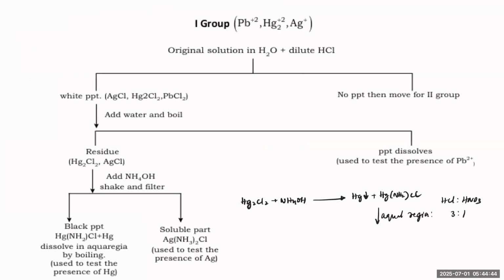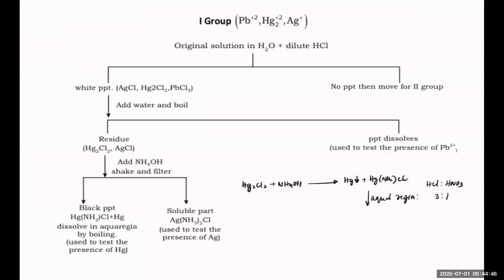Now notice this. In group 1, if we have these 3 ions, what we do is first take the original solution, that is the salt solution added with water, and then add dilute HCl to it. Usually, how do we make the original solution? We take the salt and add water. If it dissolves, very good. If it is not getting dissolved, you will add dilute HCl.